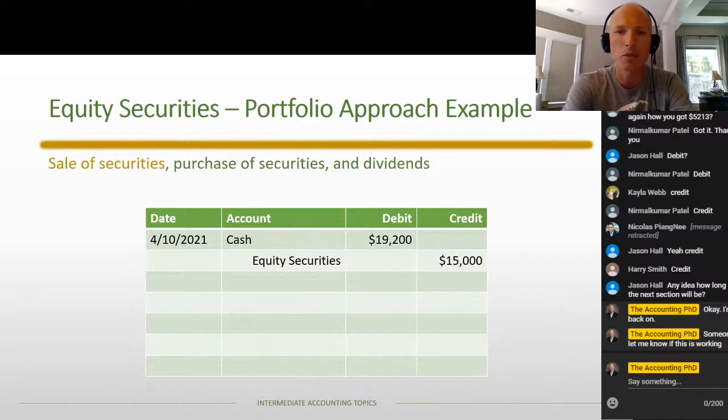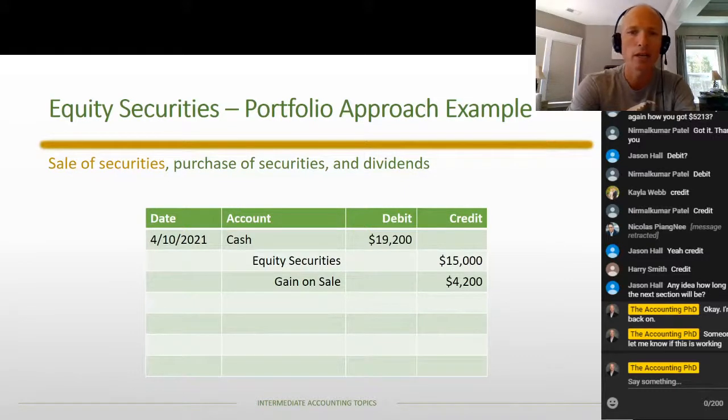And so the cash that we received was more than the original cost, and so there is a gain on sale. Again, highlighting here, because of our approach with the fair value adjustment account, the gain or loss is simply the difference between the cost and the cash that we receive. And so this is a gain on sale of $4,200.